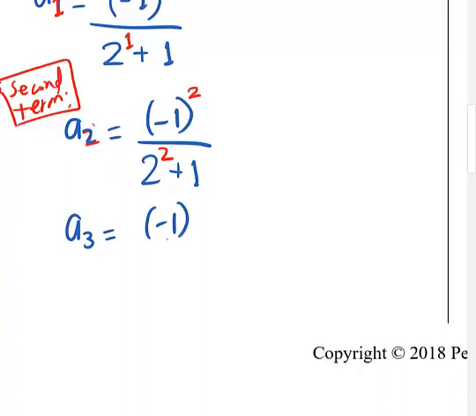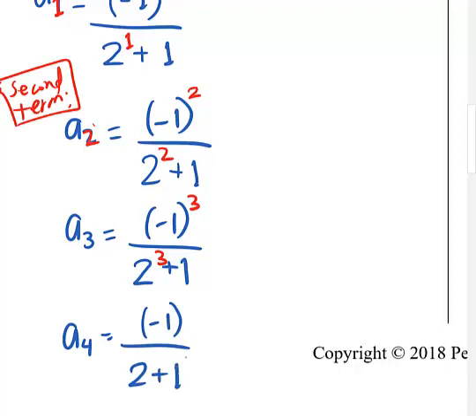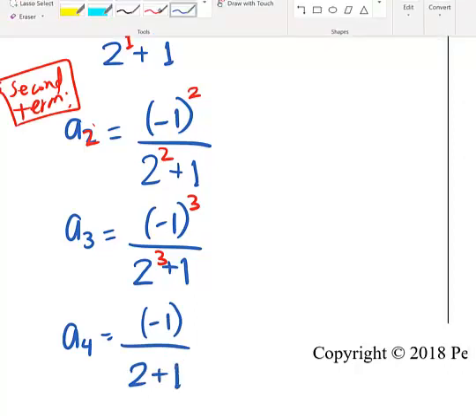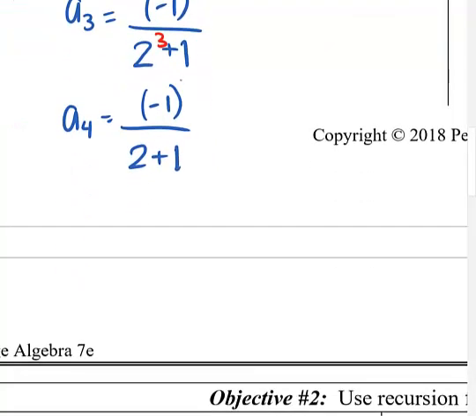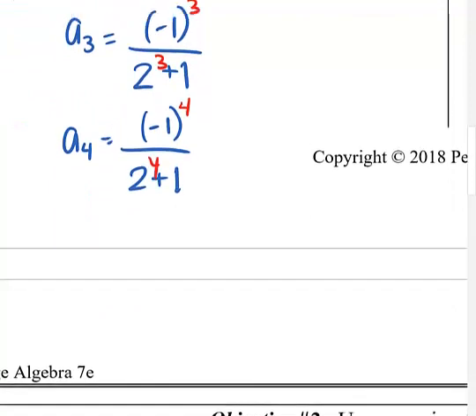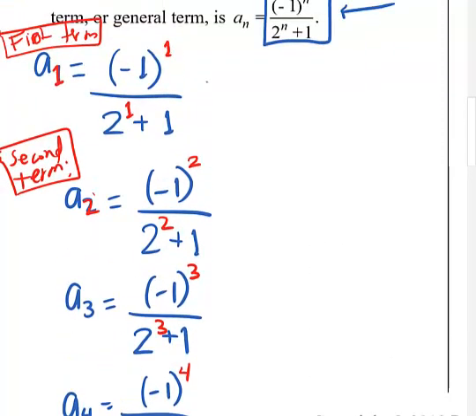A3 is the same thing, but both exponents are now 3's. And then the fourth one, they only asked for 4 terms, so I'm going to stop after the fourth one. It'll be negative 1 to the 4th over 2 to the 4th plus 1. Okay, so we've got it all set up. Now I just need to simplify each one of these.